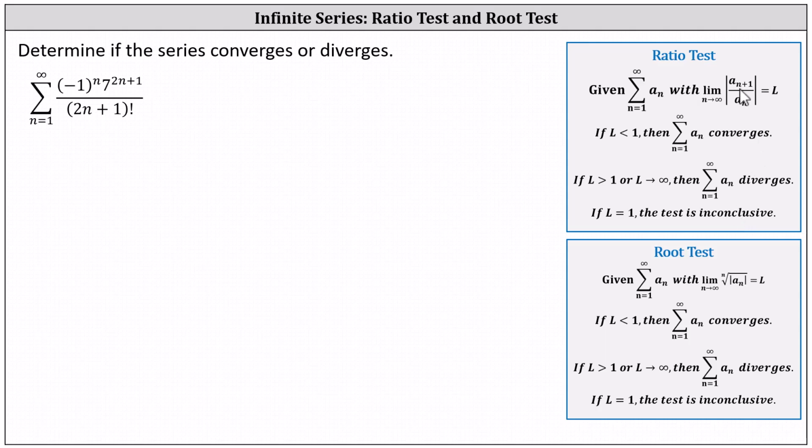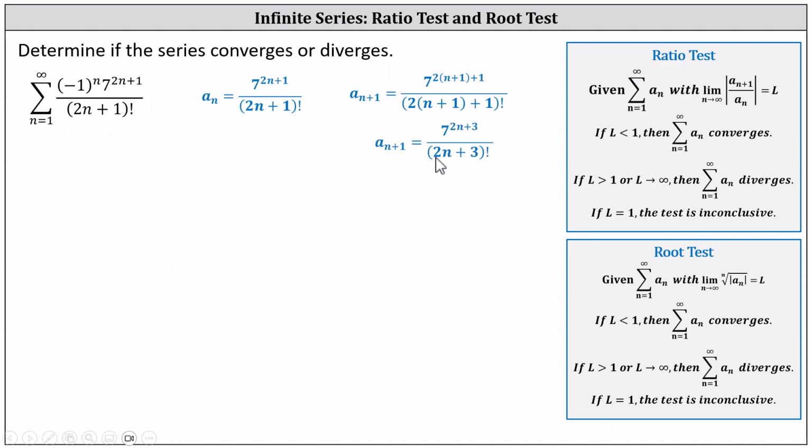Let's begin by determining a sub n plus 1 and a sub n. Because we're taking the absolute value of this quotient, we'll just leave off the negative 1 to the power of n. Everything else is already positive. So a sub n is 7 to the power of 2n plus 1 divided by 2n plus 1 factorial, which again is always positive. And now to find a sub n plus 1, we substitute n plus 1 for n. Again, this is always positive. Simplifying, we have a sub n plus 1 equals 7 to the power of 2n plus 3 divided by 2n plus 3 factorial.